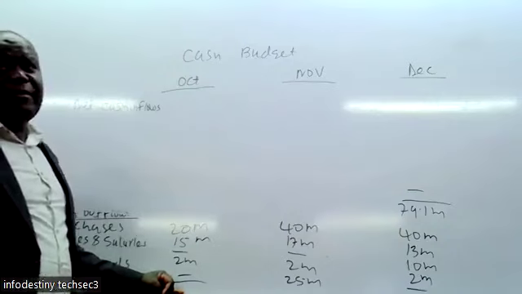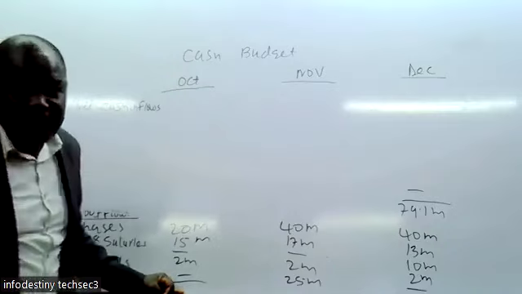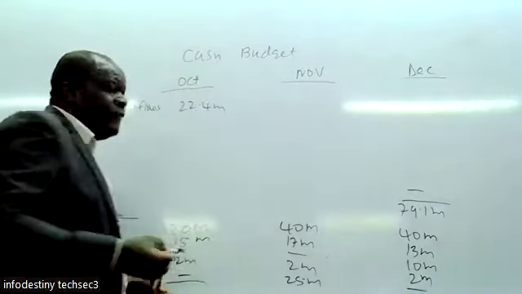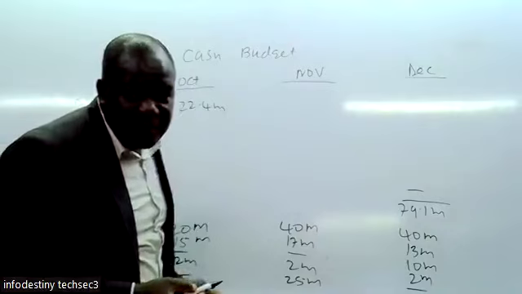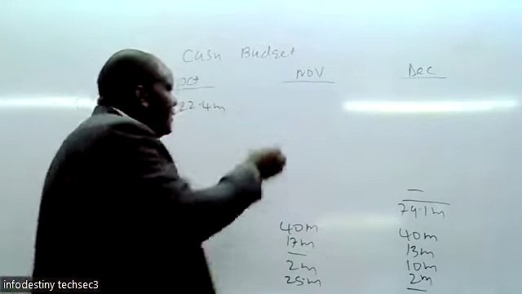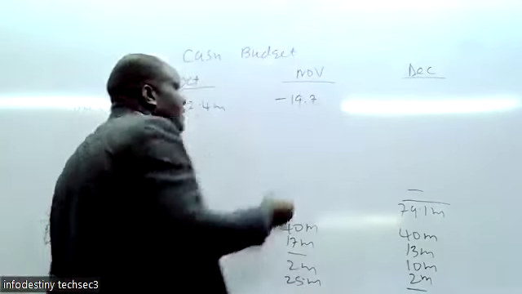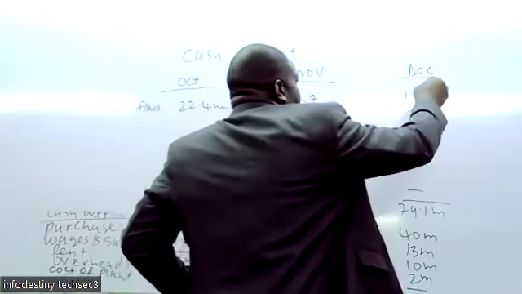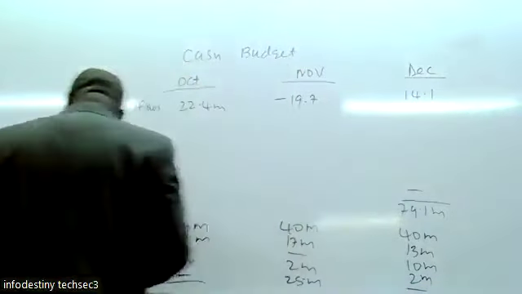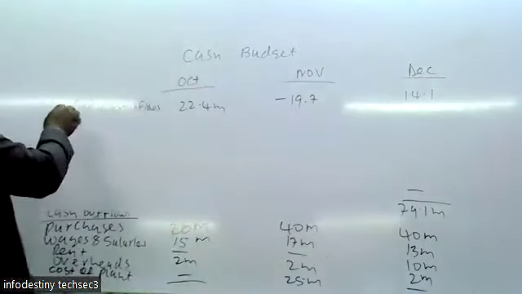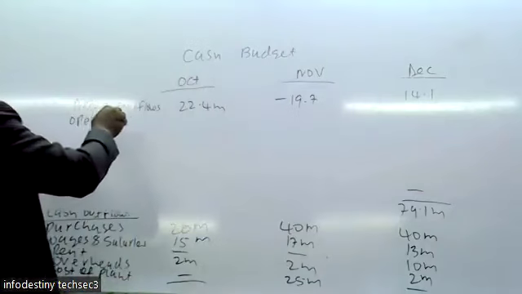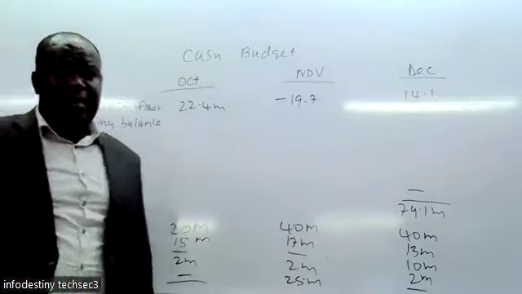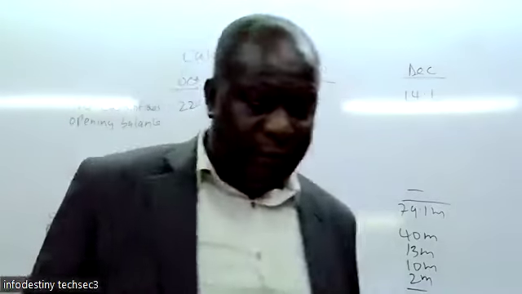So how much do we get in October? 22.4. So this is 22.4. The one for November is negative. So negative 19.7. The one for December is what? So we have 14.1. So there is the opening balance that was given in the last note. How much is there in the bank? In the note number 5.